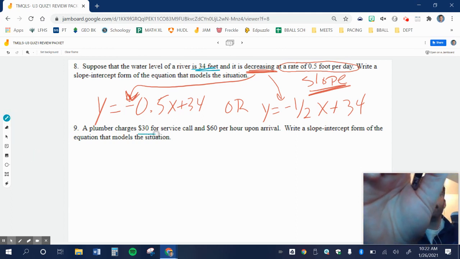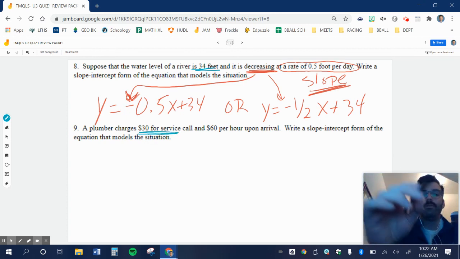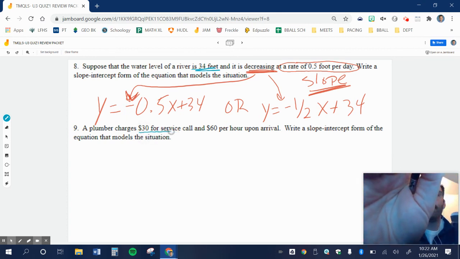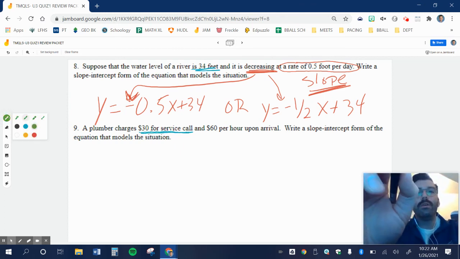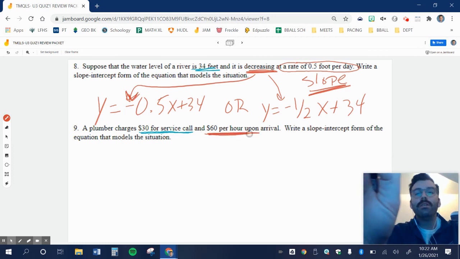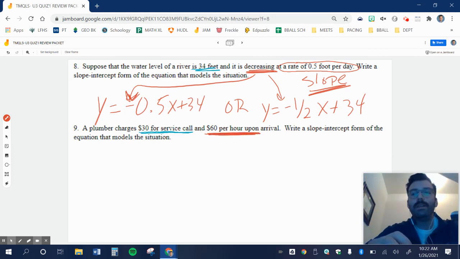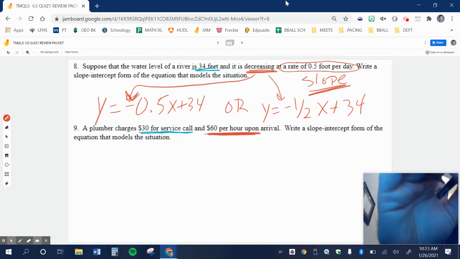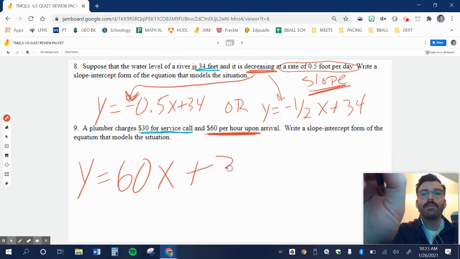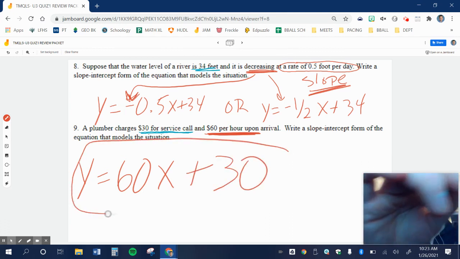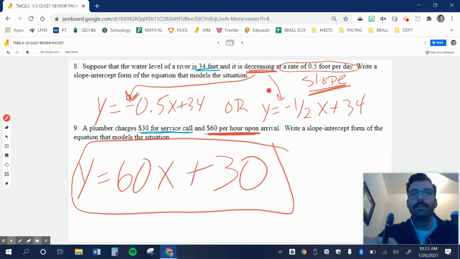Okay, so a plumber charges $30 for their service call, and $60 per hour upon arrival. Write the slope-intercept form. So if this person charges $30 for a service call just to get there, and $60 per hour upon arrival, the $60 is our rate, and the service call is our y-intercept. Per hour, that's a rate of change, that's a slope.